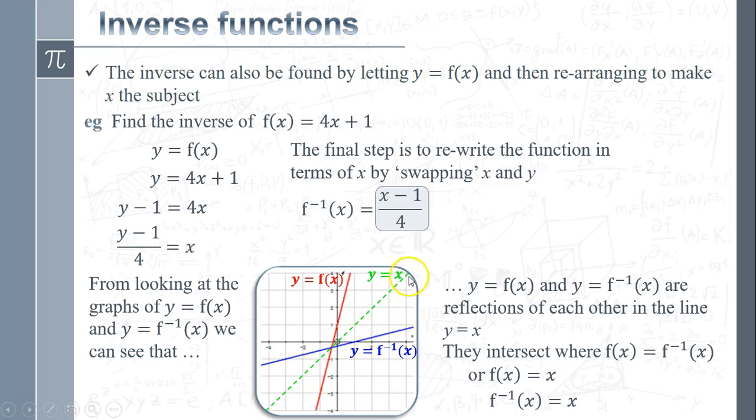Alternatively, because that's also on our line of symmetry, rather than setting these two equations equal to each other, it's often much easier to set them just equal to x. And that makes the whole job of finding that particular point a whole lot easier.